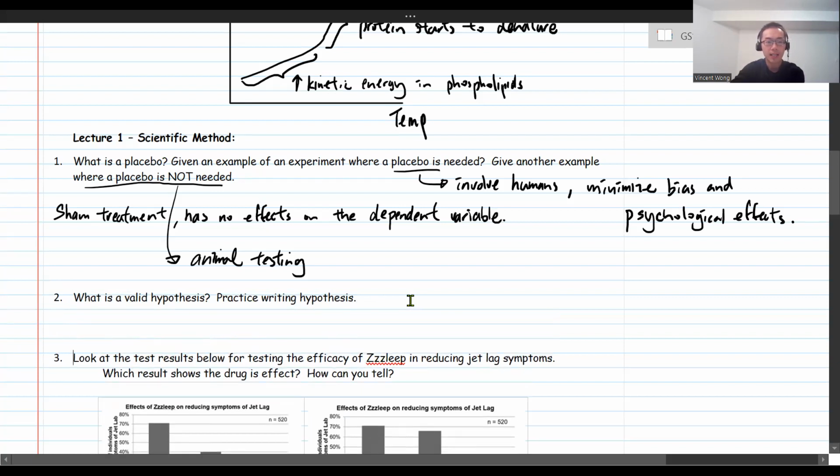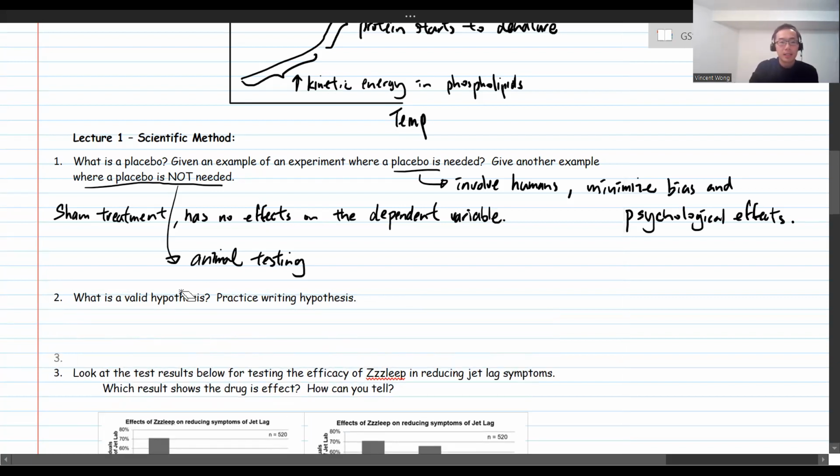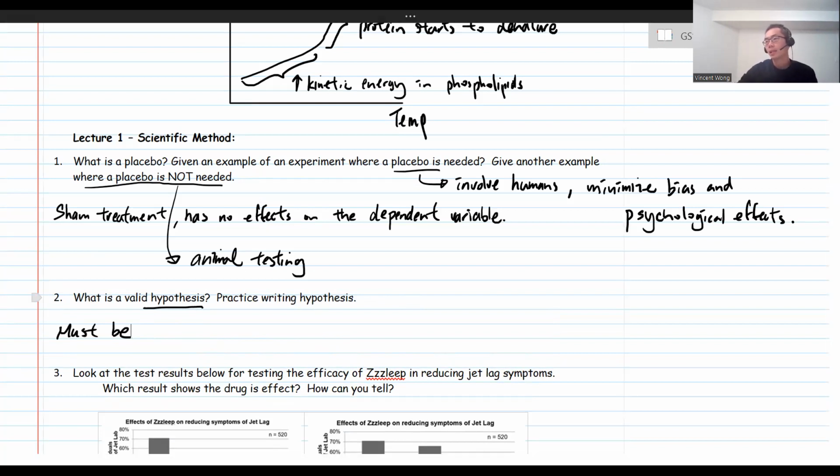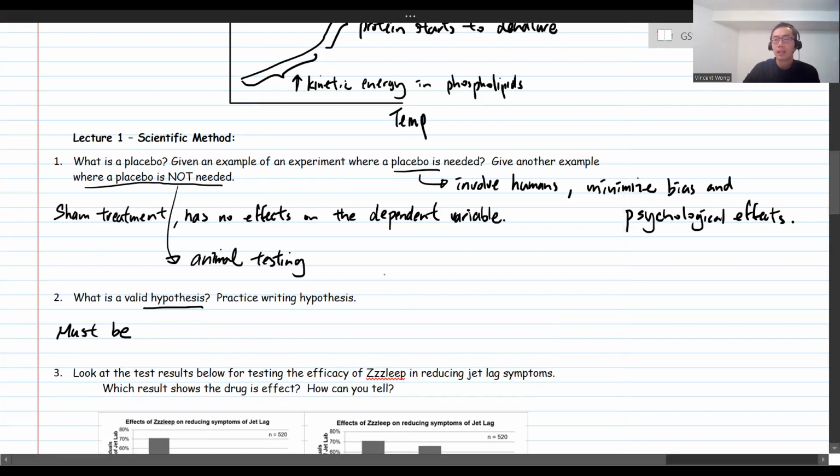What is a valid hypothesis? Anybody? Two things that must be true for a hypothesis to be valid. Must be what and what. Measurable. Okay, measurable. Anyone else? RJ says falsifiable, yeah. Falsifiable. And then what's the other one? Not quite measurable. Testable. That's right. You got it.